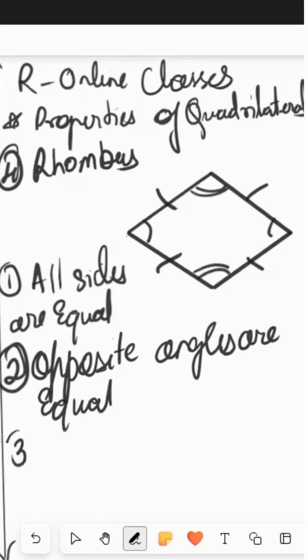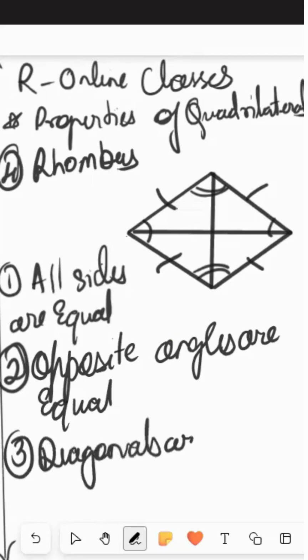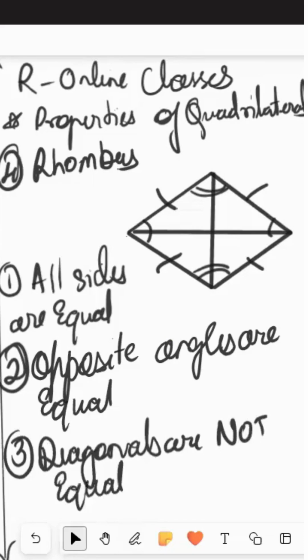Okay, now comes the very interesting thing. The diagonals are not equal. Please remember this case. One diagonal is shorter than the other diagonal. So in this case, we can say the diagonals are not equal. If you know how to make the quadrilateral properly, you will understand by drawing it as well.